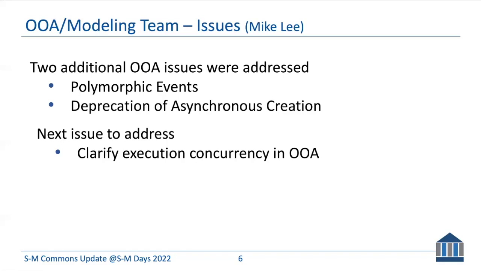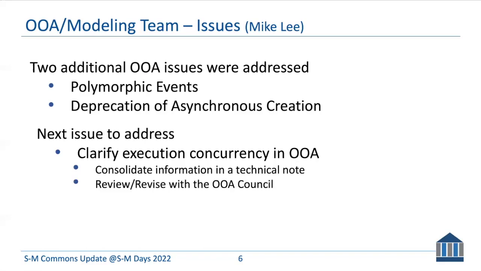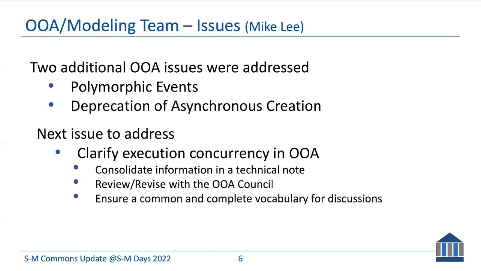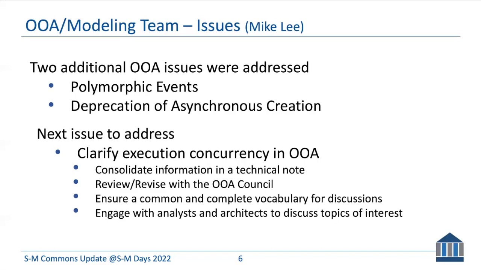Our approach on this is also going to be a little bit different. We are starting by drafting an initial technical note to capture our understanding of the issue. Then we'll review the note with the OOA Council and possibly refine our understanding based on their feedback. This should then provide a complete and common vocabulary for discussing the topic. Possible topics for discussion could include things like managing available execution resources, ensuring data integrity, bridging, and so forth.